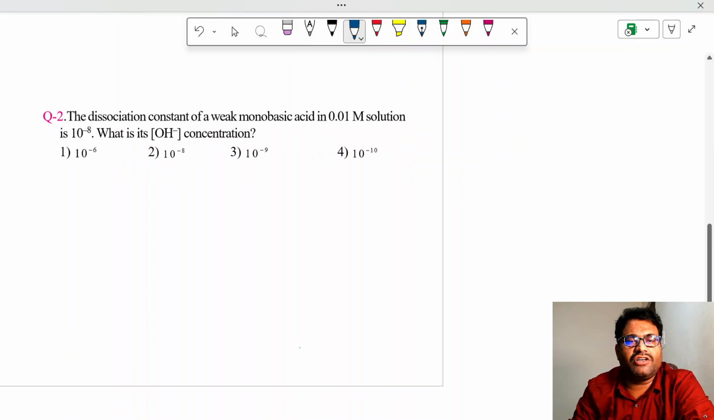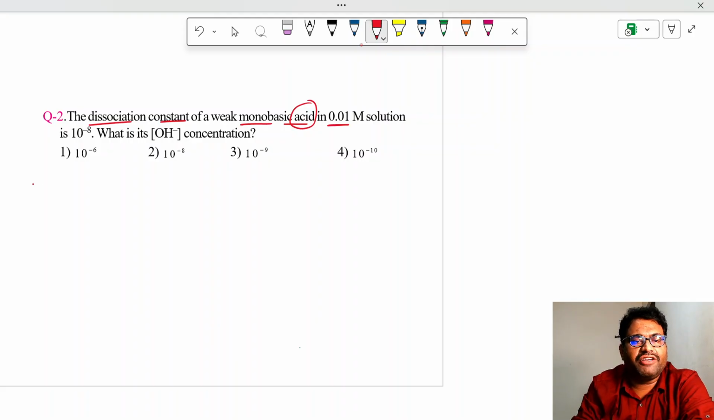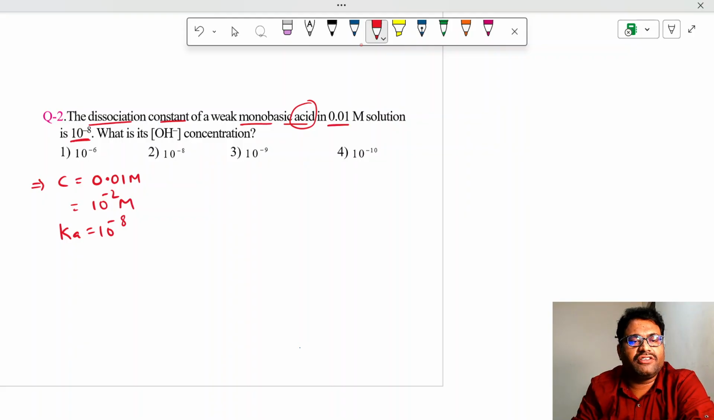The next question, let us see. The dissociation constant of a weak monobasic acid. The concentration given is 0.01 M, which is equal to 10 power minus 2 M. And the dissociation constant Ka is given as 10 power minus 8. So what is the OH minus ion concentration? What is asked? OH minus ion concentration.